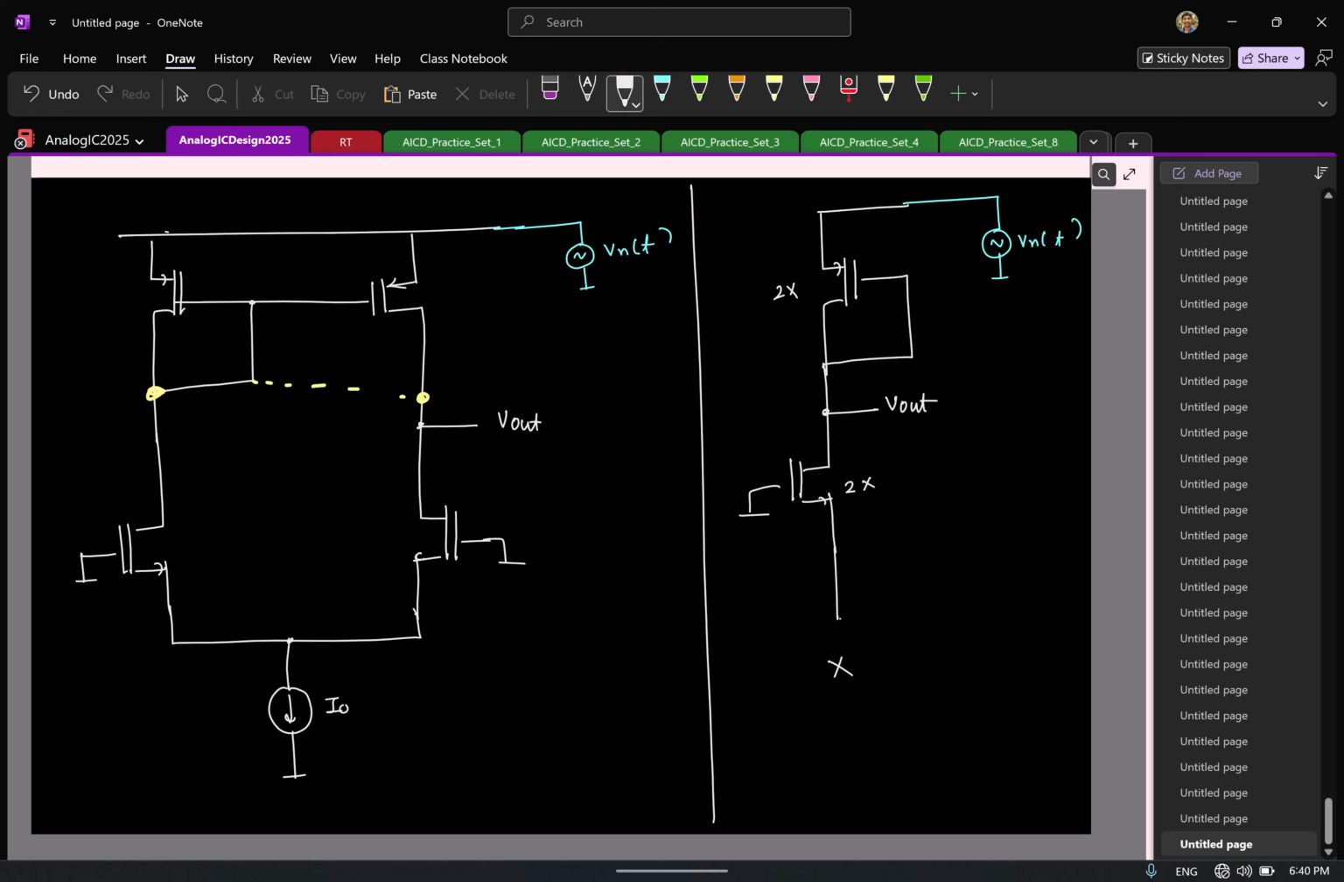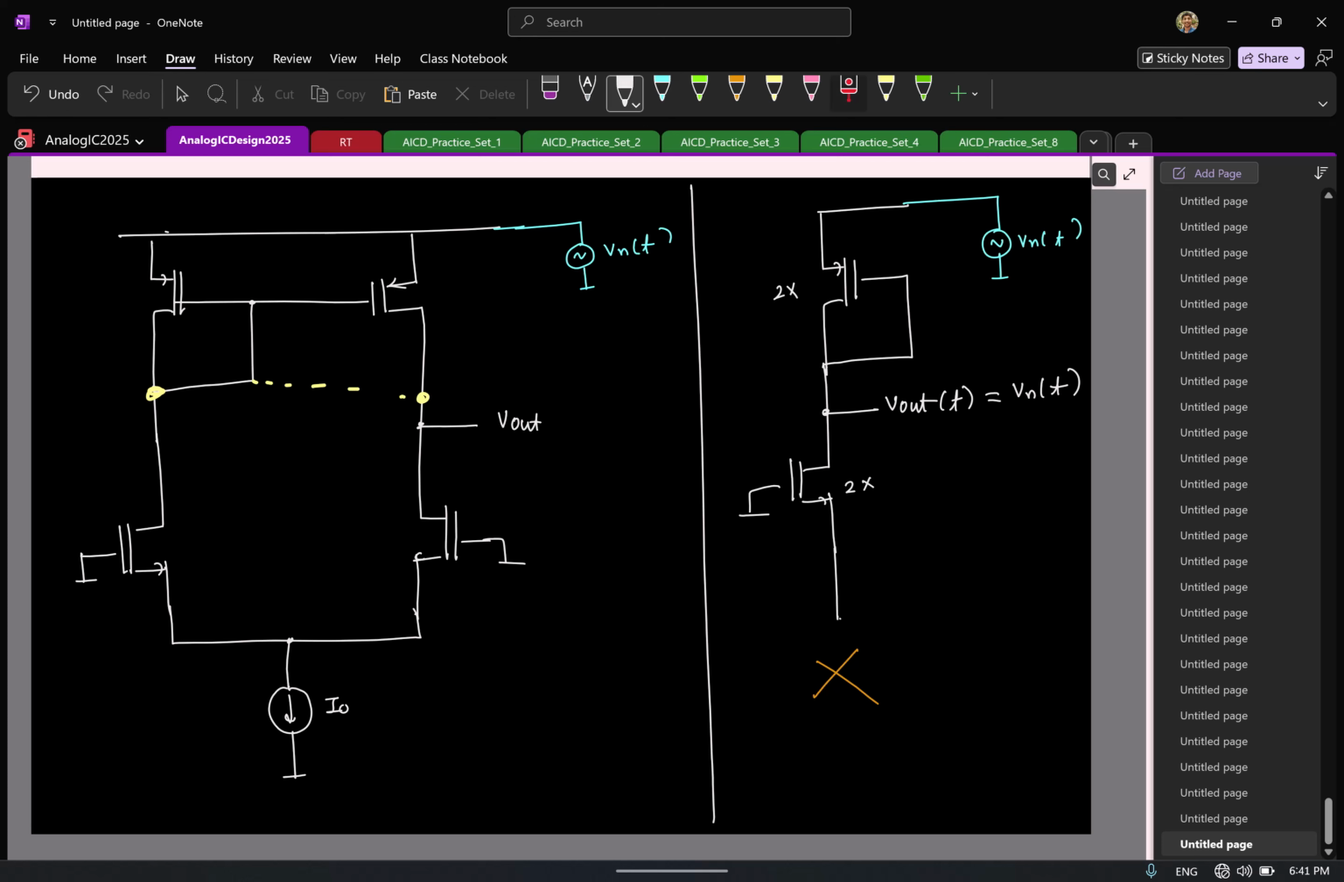So now tell me what is V out of t now. Remember, this is an open circuit. Okay, we have the current source. This is open circuit. There is no current flowing. So what is V out of t then? 0.